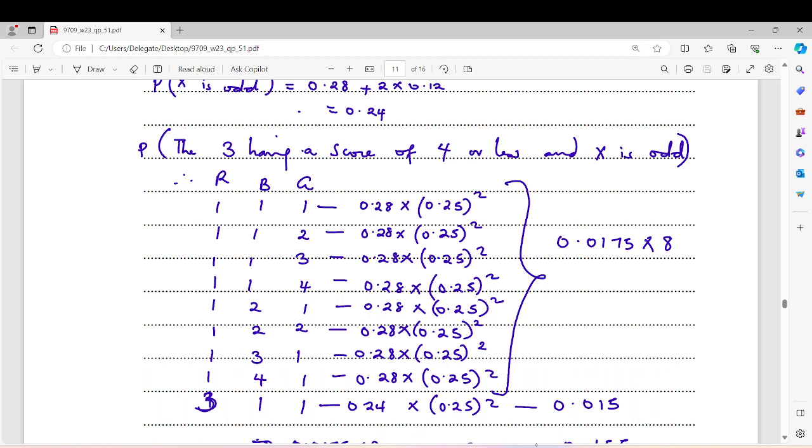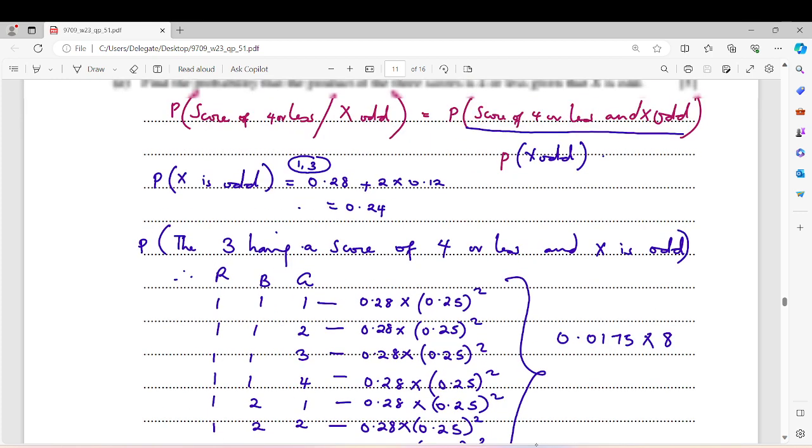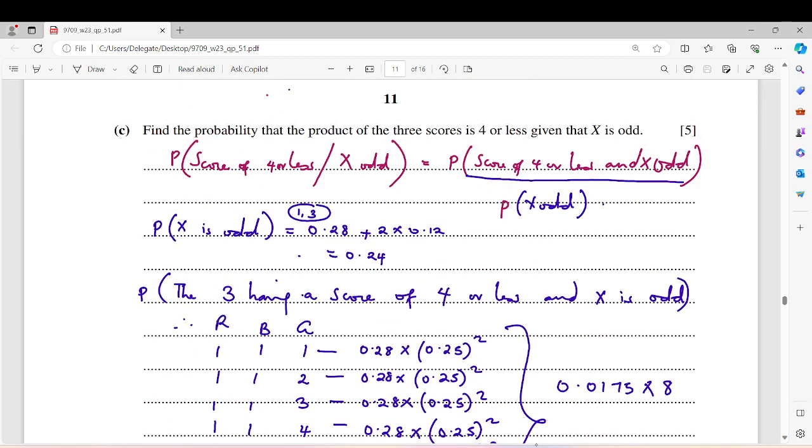So here, when they say the probability that the product of the 3 scores is 4 or less, it means that actually R, which is a random variable X, only has odd numbers. So from the definition of conditional probability, if you're dealing with conditional probability, the condition is X is odd. So simply on our numerator, we shall have product of the 3 scores being 4 or less and X is odd over the probability of X being odd. So how do you get the probability of 4 or less and X is odd?